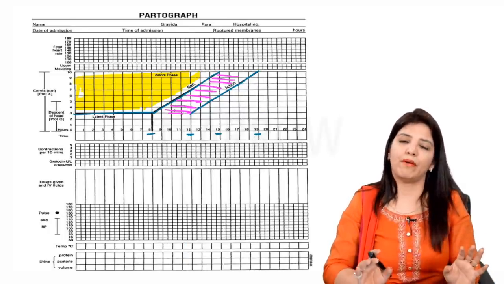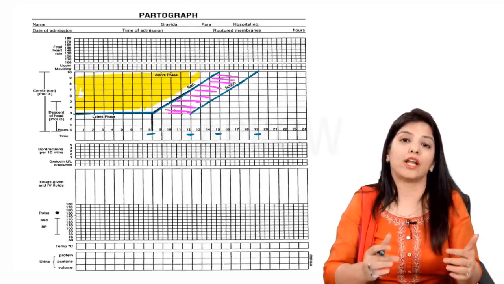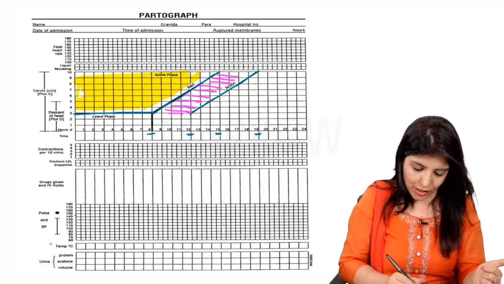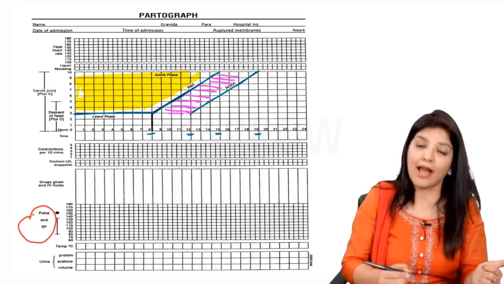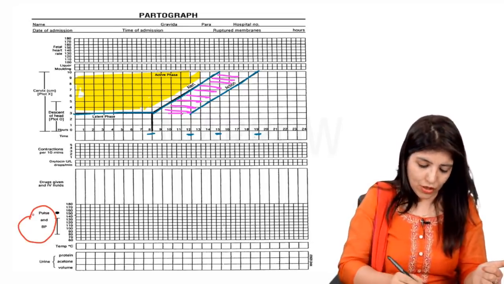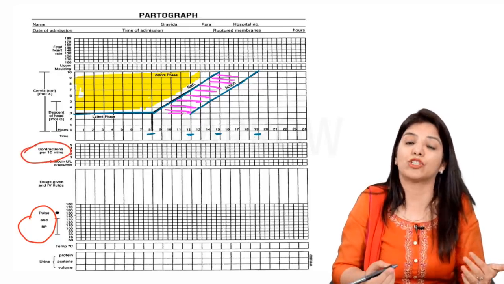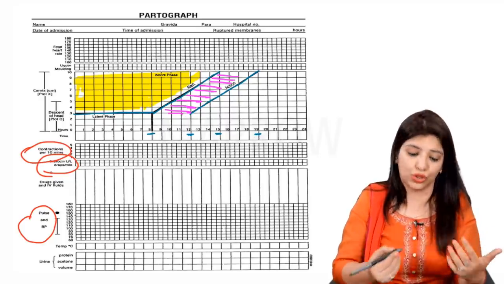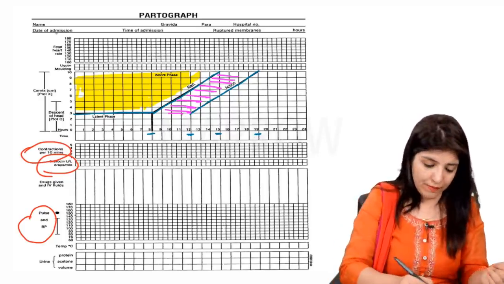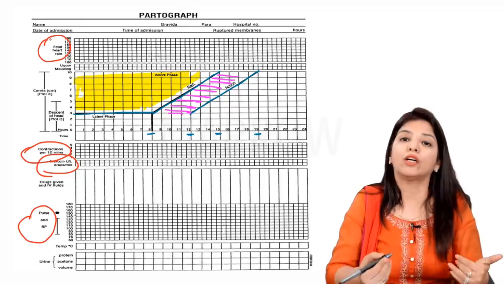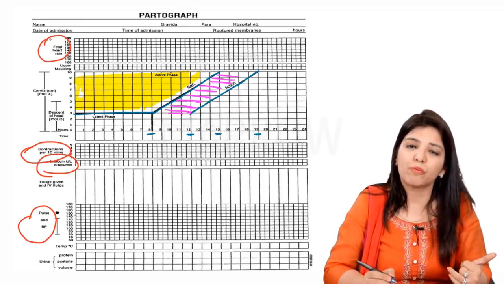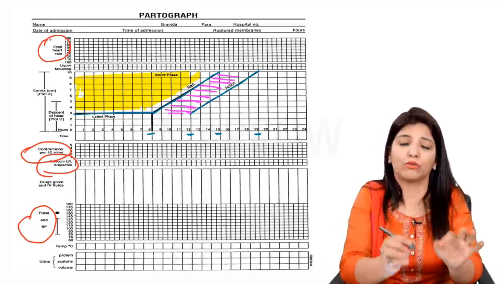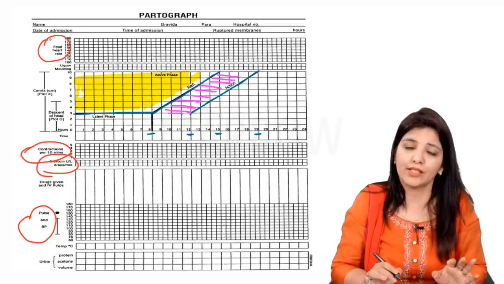In this partogram, as you can see, not only it is telling you about the progress of labor, you are also plotting many other things. For example, you are noting the pulse and BP of the patient. You are noting how many contractions the patient is having in 10 minutes. You are noting how much oxytocin you are giving to the patient. You are plotting the fetal heart rate of the patient. So this partogram will tell you everything what you are doing. Even when the membranes rupture, you write it on the partogram, right?